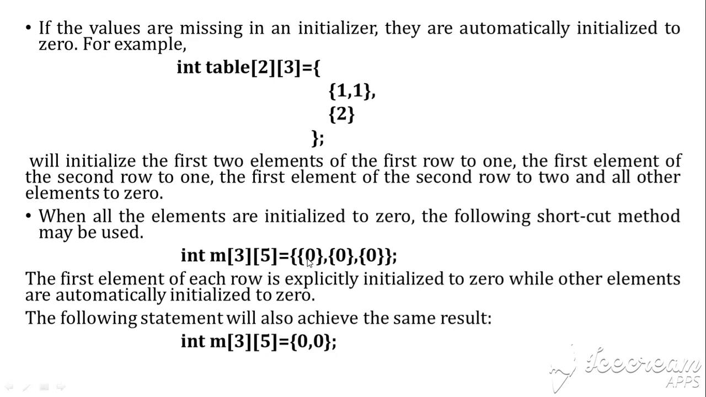When all the elements are initialized to 0, yet another way of doing the same would be as follows. The first row, all elements initialized to 0. Second row, all elements initialized to 0, and the last row, all elements initialized to 0. Yet another alternate way of doing the same would be as follows. If you simply say 2 elements here, this would also do the same.